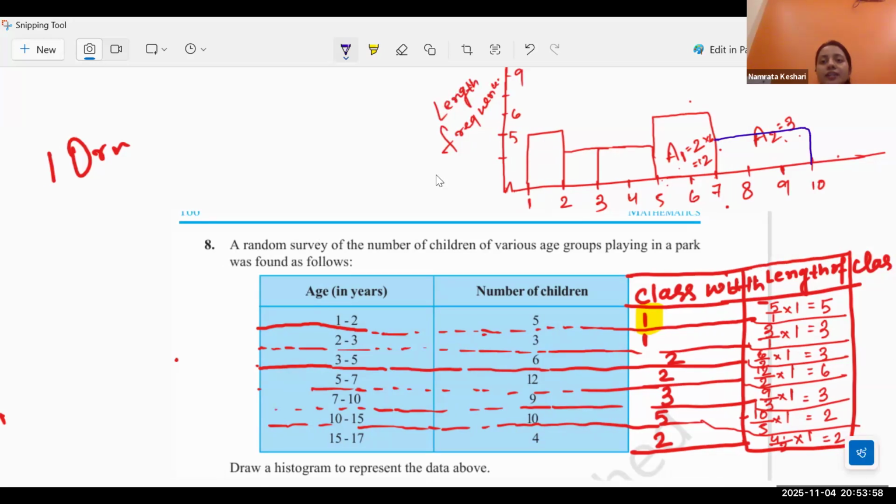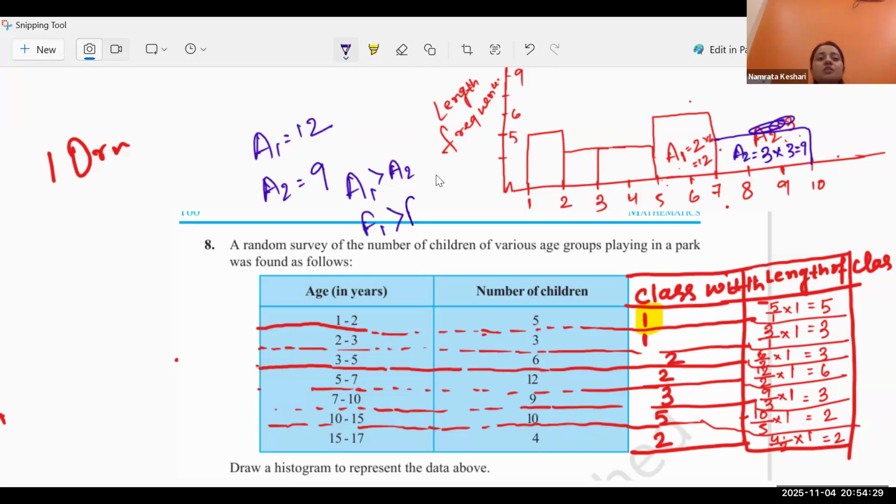So while finding this area 2, 7 to 8, 8 to 9, 9 to 10, that is 3 units over here, and up 3 units. So 3 into 3, 9. Area 1 you obtain as 12 and area 2 as 9. Clearly area 1 is bigger than area 2. That means the rule of the histogram says that the corresponding frequency will also behave in this manner.